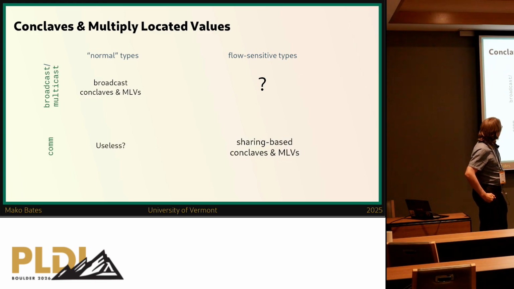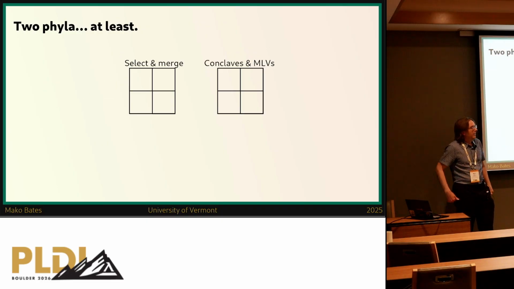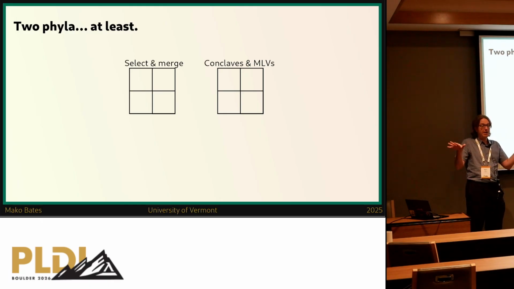So that fills in two of the squares. You absolutely can do a conclaves and multiply located values language with both multicast and flow-sensitive mutable typing. Does that get you anything that you would need or that you don't have in the other systems? I don't think so. And then in the lower left quadrant, is there a useful language, a useful way of interpreting a conclaves and multiply located values system that doesn't have mutable types and also doesn't have multicast? I don't think there is, but I haven't ruled it out. So that covers the big paradigms, the two phyla I've been describing. Phylum, phyla, phylas, I don't know.